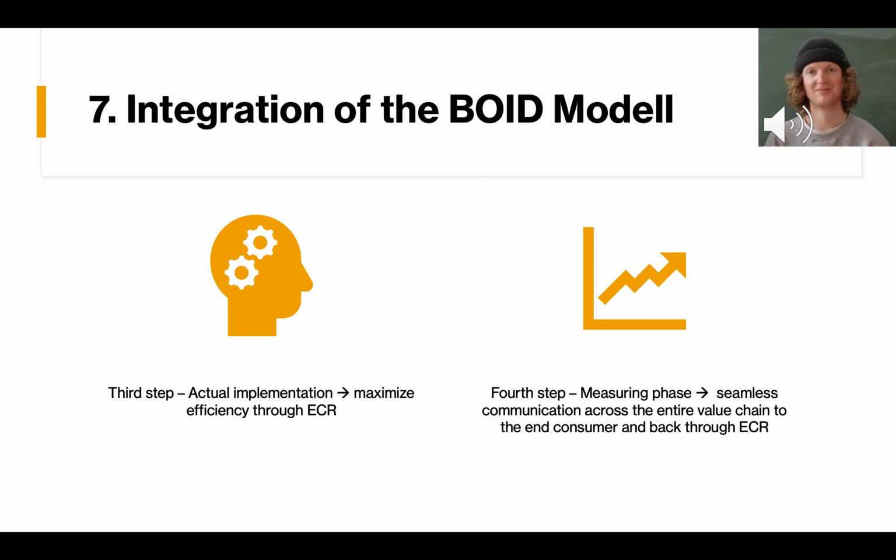This is where the ECR can be a helpful tool to maximize efficiency, as it also concerns replenishment, assortment, product placement, and promotion. The fourth step is the observation and measuring phase of the newly built brand identity. The ECR can also provide help in this phase, as it ensures a seamless communication across the entire value chain to the end consumer and back. Therefore, the company can react quicker to any given negative or positive response from either end of the stakeholders.